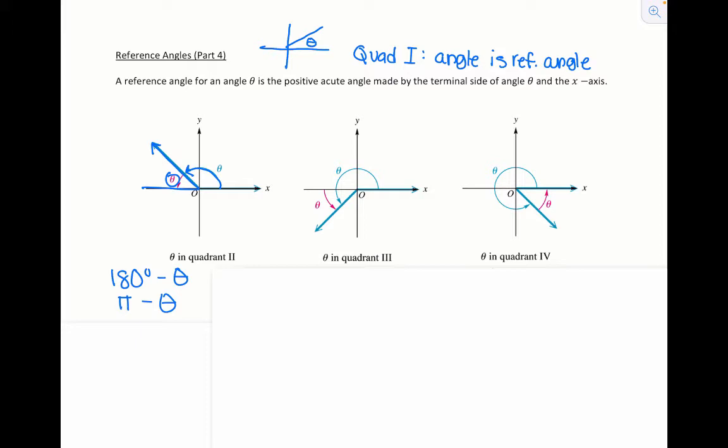If it's in quadrant 3, now you have too much, so you have to go back a little bit. So you start with your angle and subtract out the 180 degrees, or you take your angle and subtract pi. That gives you that angle measurement in red, which is called the reference angle. And finally, if it's in quadrant 4, you can take 360 degrees and subtract your angle, and that will give you the difference here, the angle in red, which is the reference angle. In radians, that would be 2 pi minus theta.